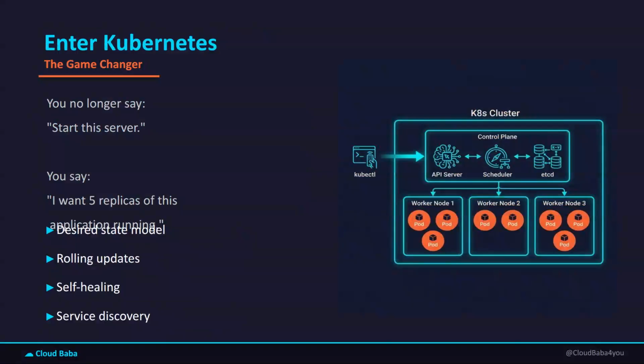You no longer say start this server. You say, I want 5 replicas of this application. And here, instead of managing servers, you start managing the desired state. So when you say I need 5 replicas of this application, Kubernetes says here goes nothing and starts them. It handles scheduling, scaling, self-healing, rolling updates, and it will maintain the 5 replicas each time.